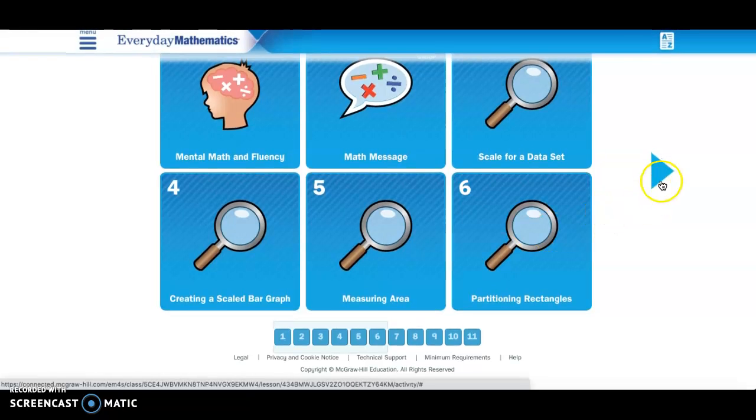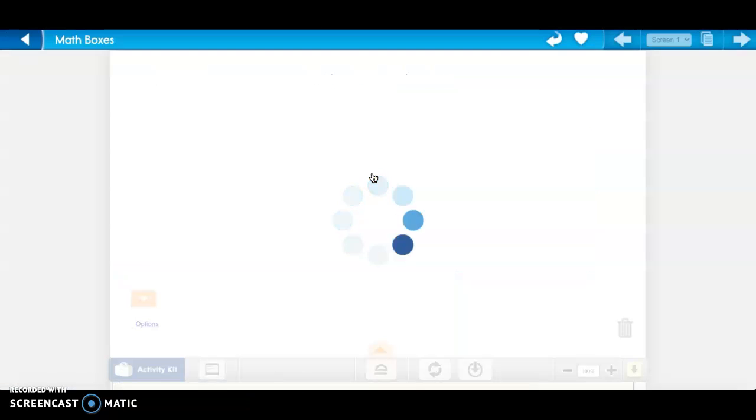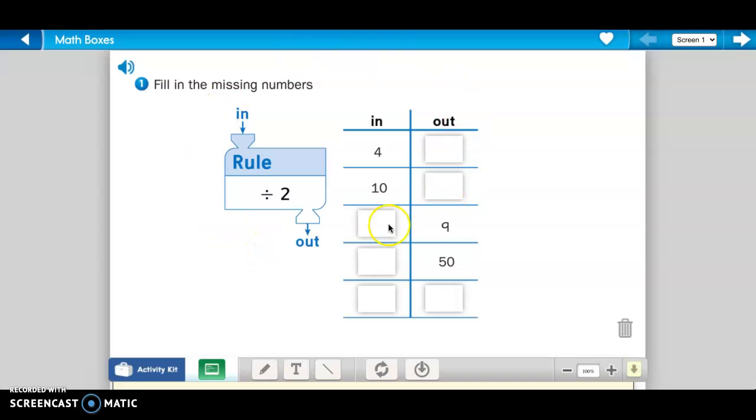Math boxes aren't always going to look the same. Oh, and look, math boxes is number 8. But if I click on number 8 math boxes and you look in your journal page, this is your number 1. I won't be making any more math boxes videos because they're right here for you. It will go step by step and you can let it play for you. So if I click this: Math boxes 1. Fill in the missing numbers. It will read every single question to you.